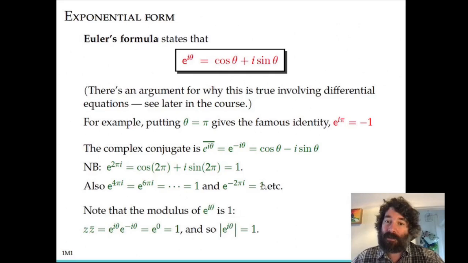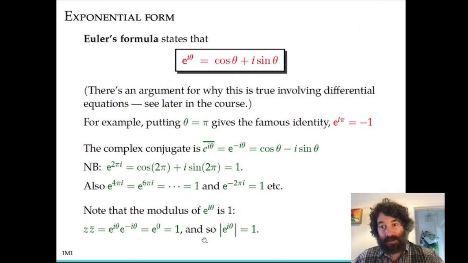All right, and finally, let's note that the modulus of e to the i theta is 1. So you can find that by taking the sum of squares of the real and imaginary part. Cosine squared plus sine squared equals 1. Take the square root, that's 1. Alternately, you can use properties of the exponential. So e to the i theta times its complex conjugate, e to the negative i theta, is e to the i theta minus i theta, which would be e to the 0, which is 1.